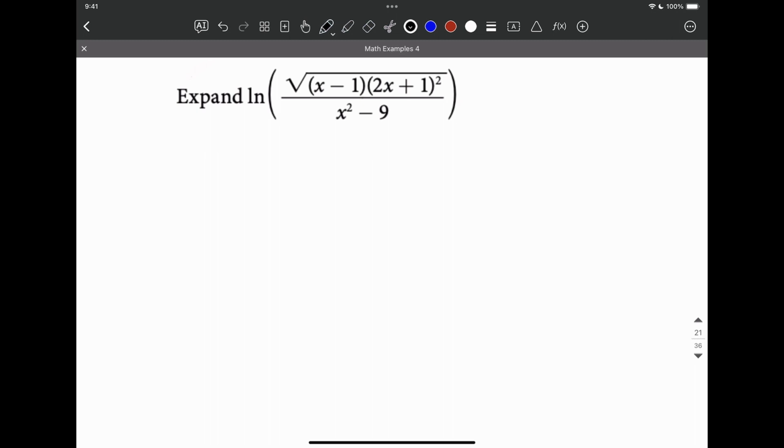Let's go ahead and expand this natural logarithm as much as possible. To do so, we're going to need some exponent rules, some factoring, and some properties of logarithms. So the first thing I'm going to do here is split this apart into two separate logs.